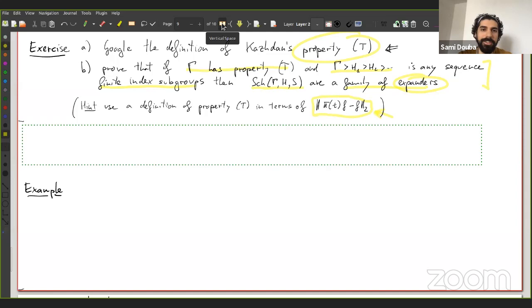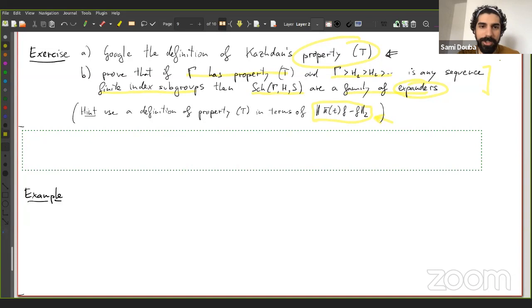Sorry, can I just ask, are you always guaranteed? I mean, if gamma is residually finite, which I guess is the case for most property T groups that people think about, then you are guaranteed such a sequence of finite index subgroups. But is that always? Any such sequence will give you expanders. You actually don't even need one contained in another. Was that the question? Oh, okay. Yeah, that's fine. Okay.